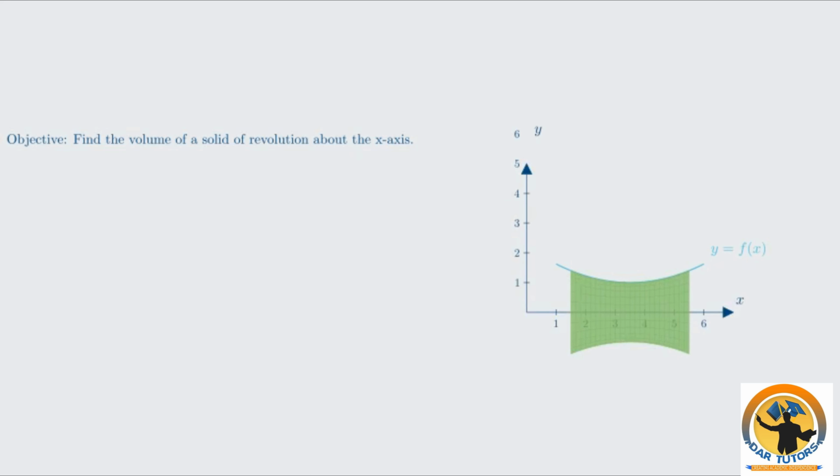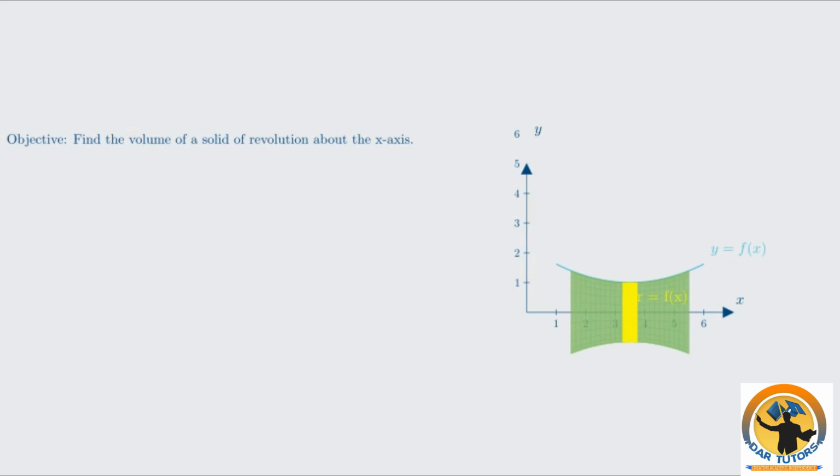To do this, we use a method called the disk method. We slice the solid into many thin disks perpendicular to the axis of revolution. Consider one such disk. Its radius, r, is the distance from the x-axis to the curve, which is simply the function value f of x. Its thickness, or height, is a small change in x, which we call dx.